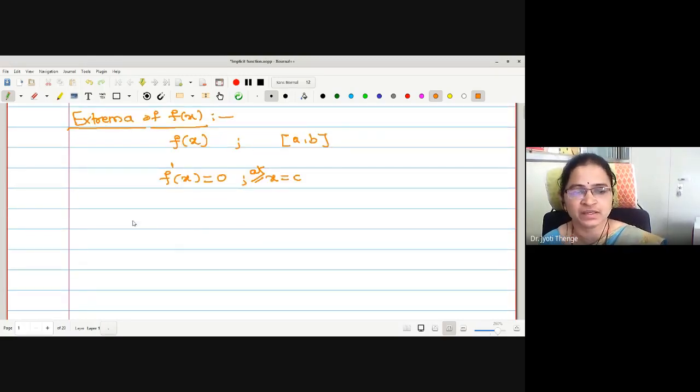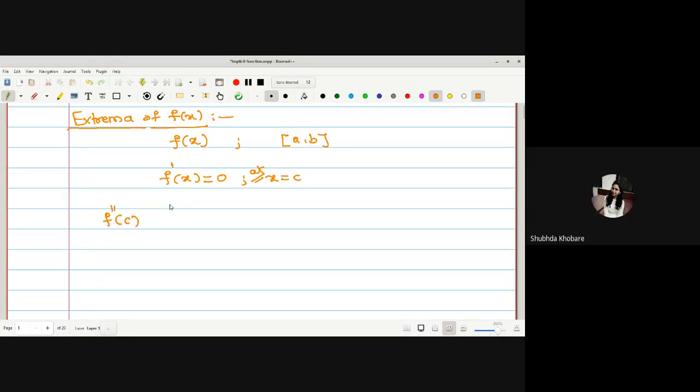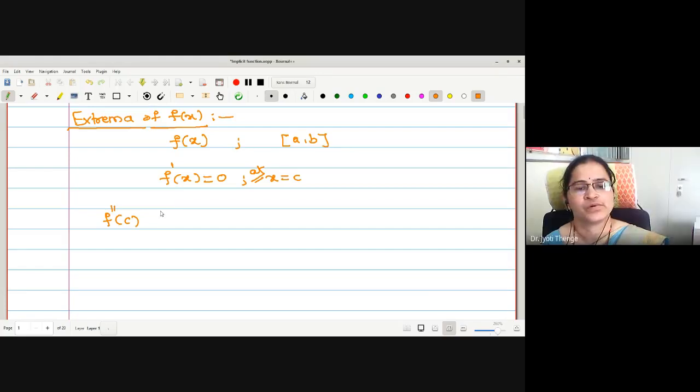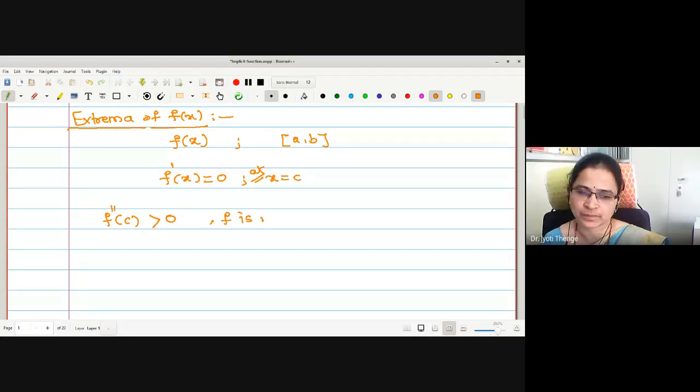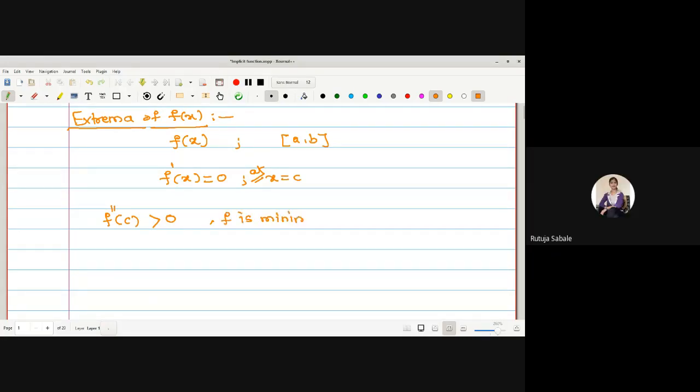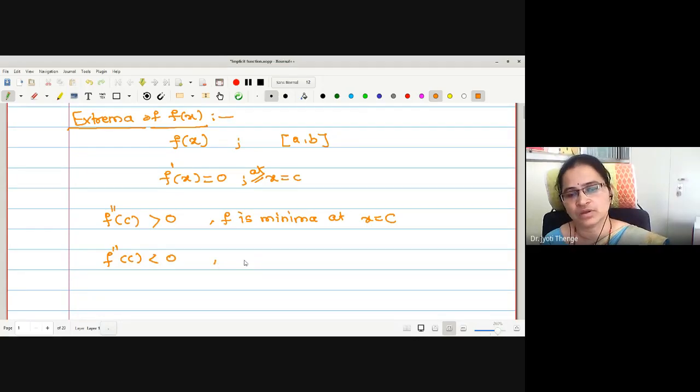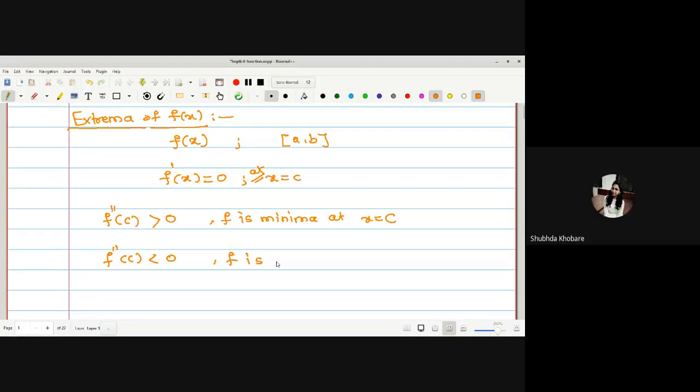Then we were finding the second order derivative at the point c, no? Yes, ma'am. Then if it is greater than 0, then it will be minima. And if it is less than 0, f is maximum.